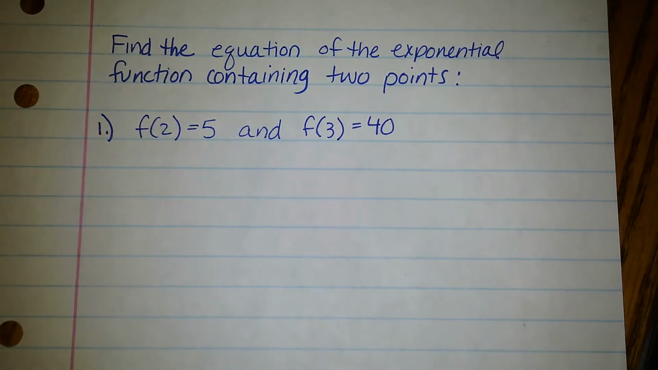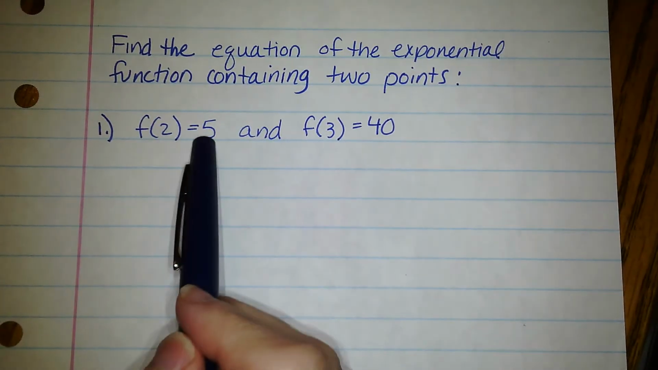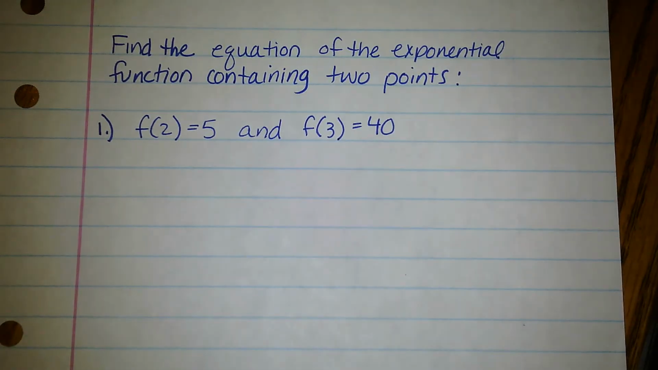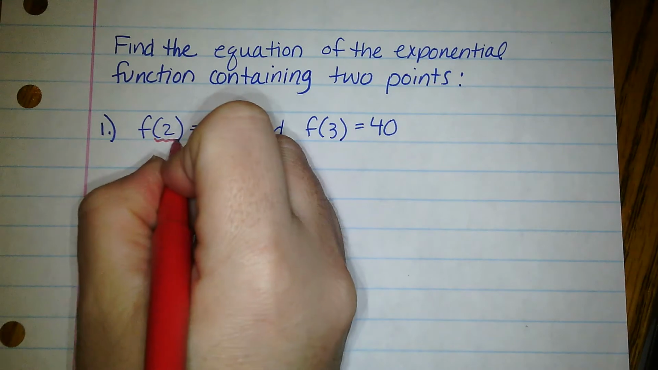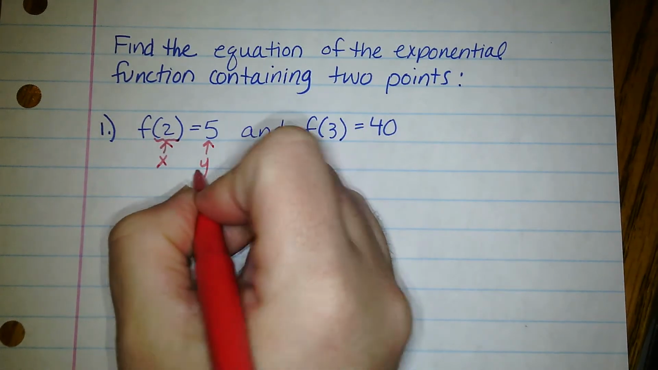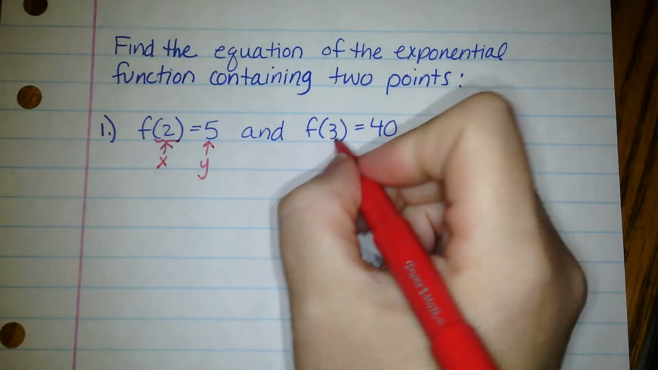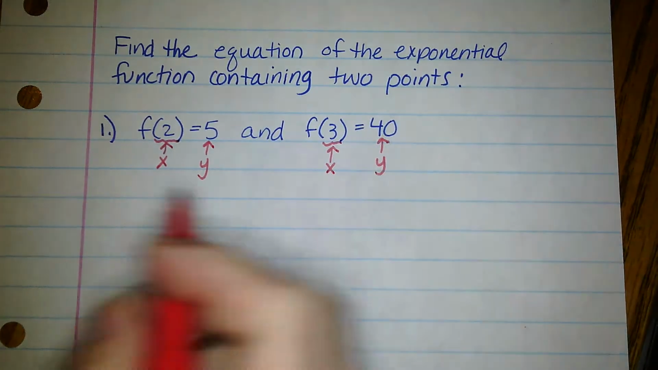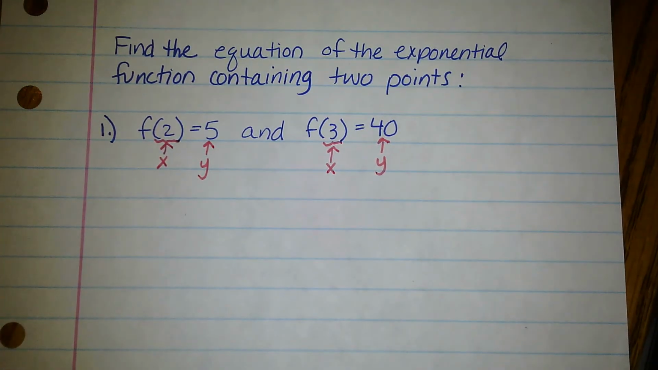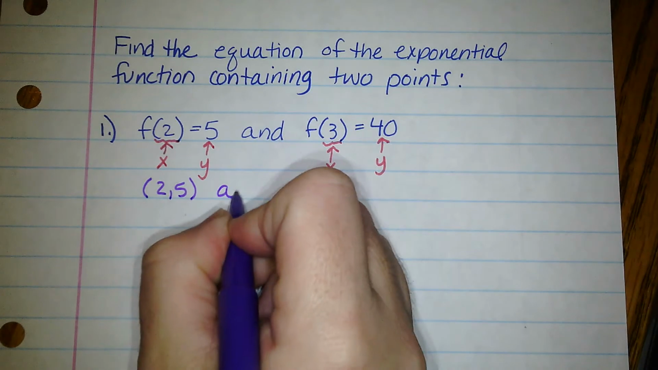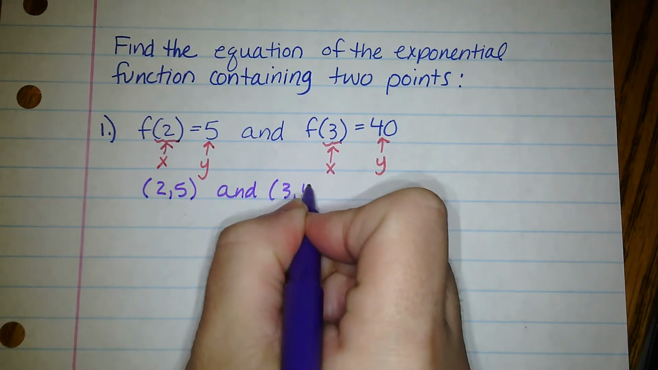So each one of these f equations represents a point. And what you need to know is that what's in the parentheses is the x coordinate, and what it is equal to, or the outcome, is the y coordinate. So this is the x, and this is the y. So this is going to give us 2 points that we're going to use to write the equation of the exponential function. So our coordinates are going to be (2, 5) and (3, 40).